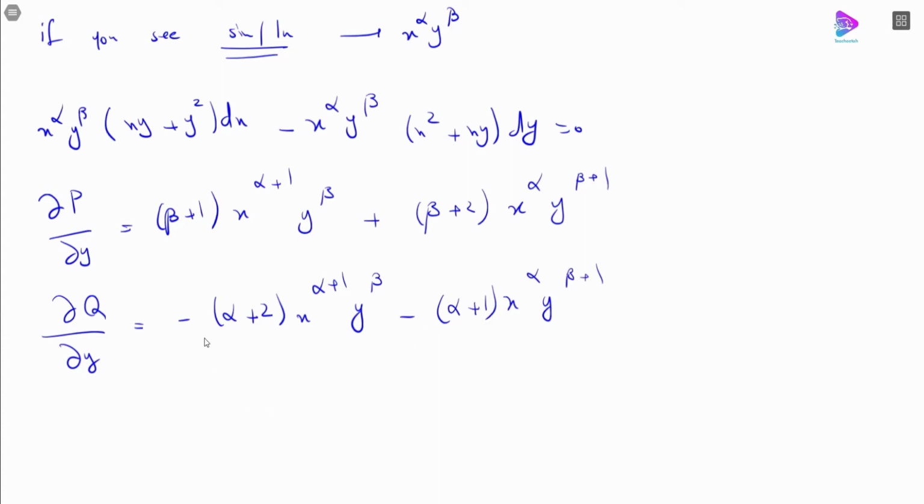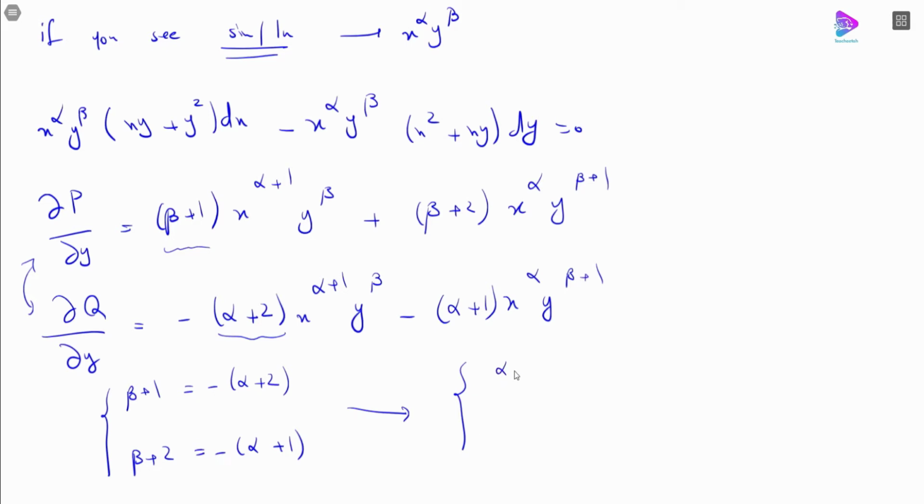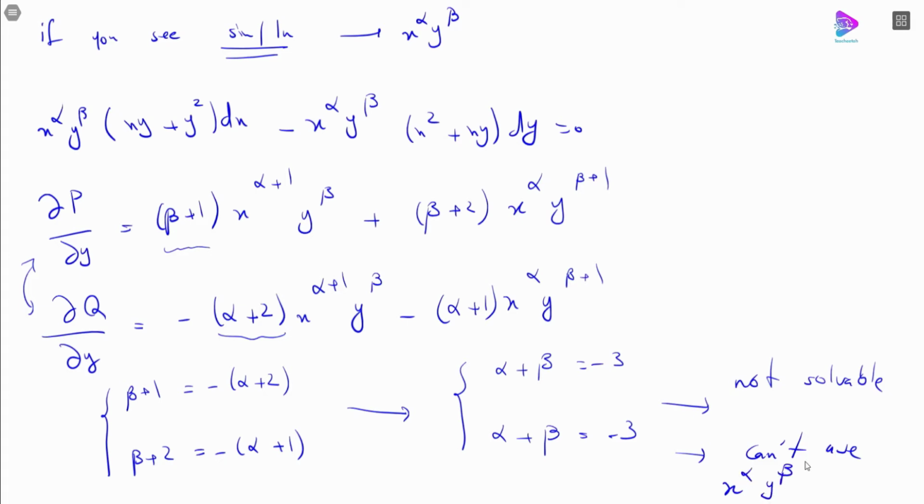So now if we say this is an exact function, it means we should have beta plus 1 is equal to minus (alpha plus 2), right? Because these are equal, so the term multiplied is the same. And at the same time, beta plus 2 should be equal to minus (alpha plus 1). What does this give me? Alpha plus beta is equal to minus 3. Alpha plus beta is equal to minus 3. Not solvable. Correct? So, can't use x to the power of alpha, y to the power of beta. That being said, that tells you why you're not going to use this integrating factor in equations where you don't see sine or ln. Let's take a look at another example.